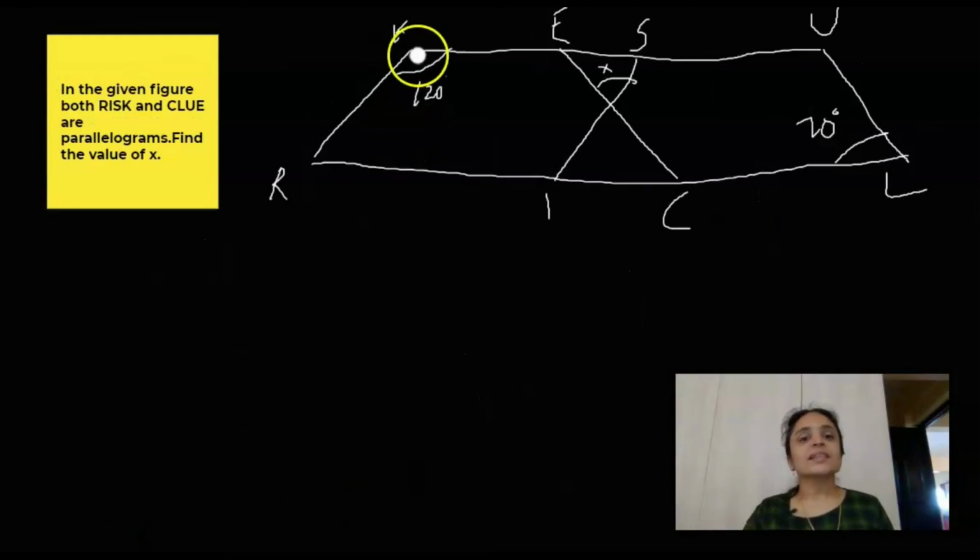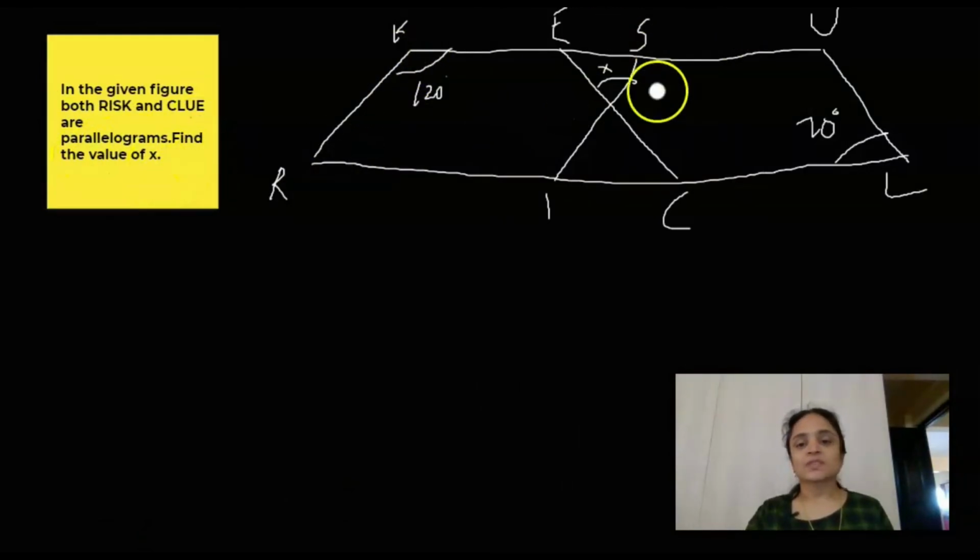Okay, next one is, in the given figure RISK and CLUE are parallelograms. Find the value of x. So this is a parallelogram. RISK is a parallelogram and CLUE is a parallelogram. This and this. Okay, now find the value of x.